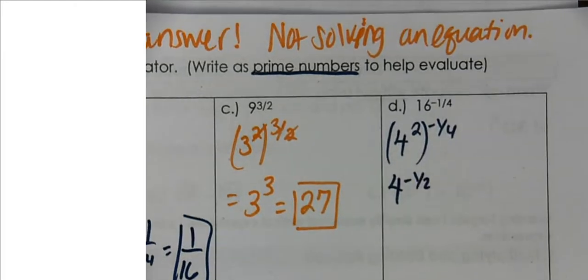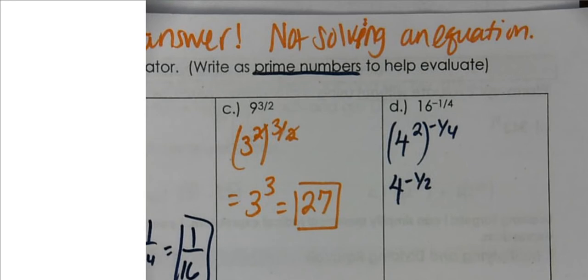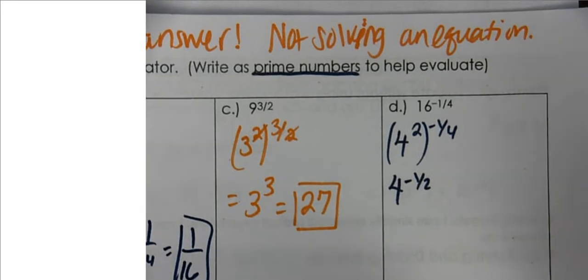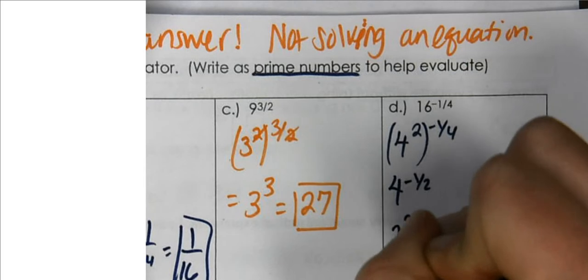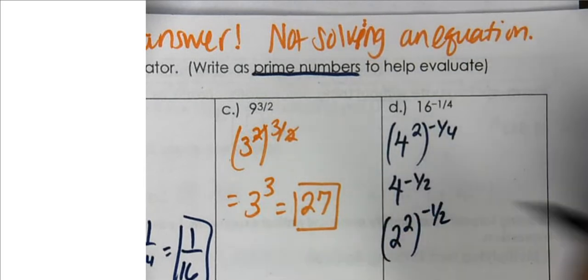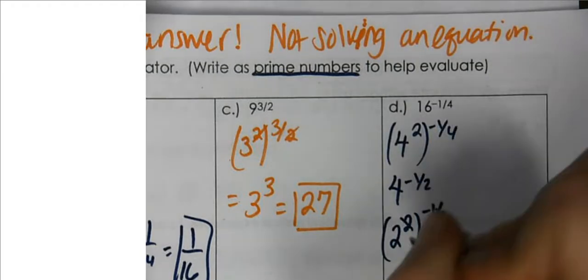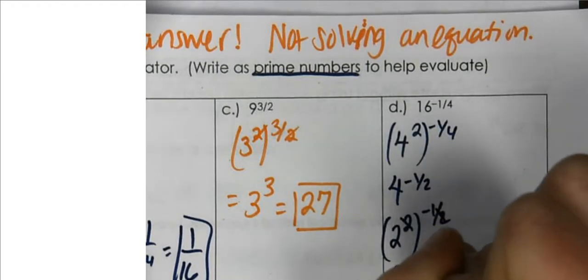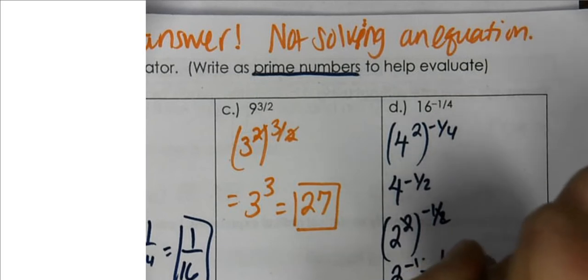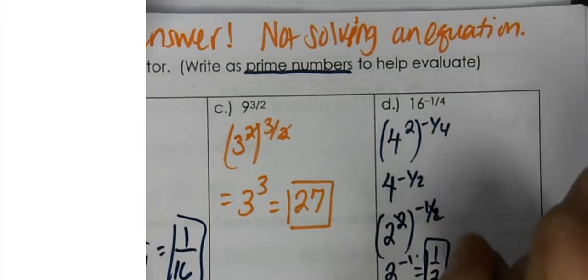But I still have a fraction exponent, so that means I need to keep going. So 4 is really 2 squared, and I'm going to raise this to the negative 1/2 power. The multiplication of 2 eliminates the division of 2, so this is 2 to the negative 1st power, which is really 1/2. And so 1/2 is our answer.